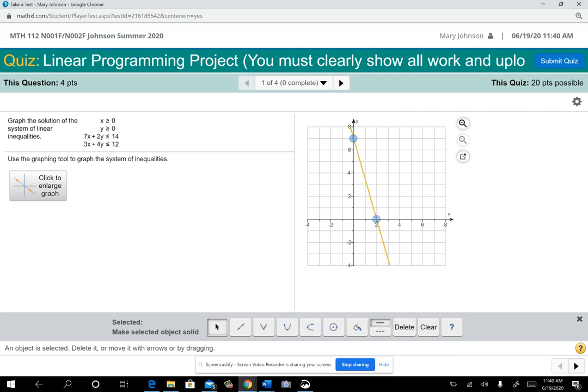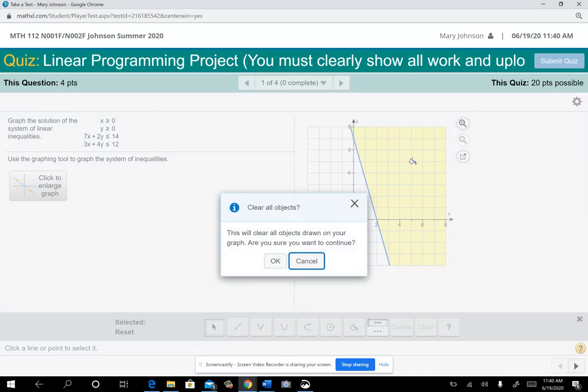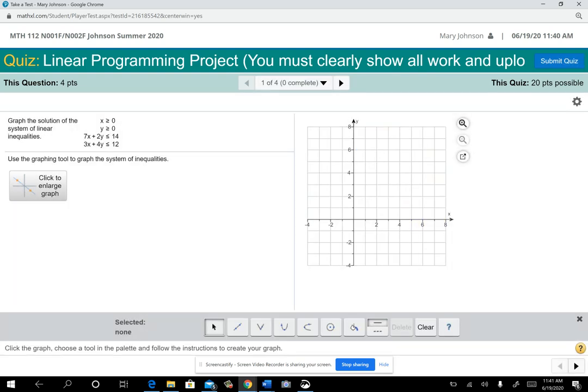These need to be solid since they have "or equal to" on them. All right, now we haven't graphed everything, but when I'm ready to do my shading, I click on the bucket tool, and that allows me to shade one side. I just want to clear the one. I'll see what happens. Okay, or I can shade the other side. You see that?